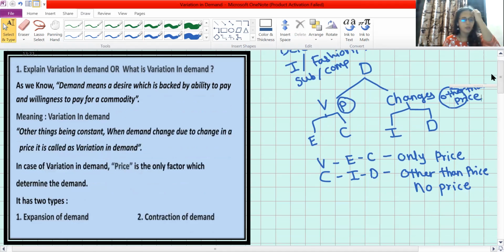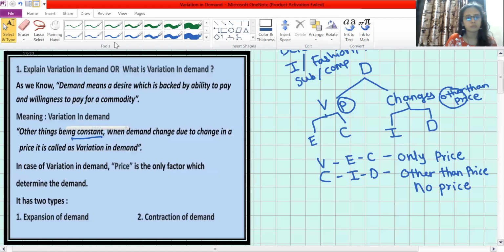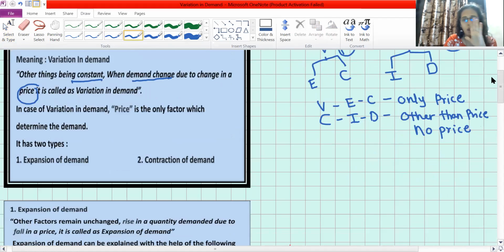See, demand, we all know that now. Demand means desire backed by ability and willingness to pay. Variation in demand, other things being constant. Remember students, other things means income, advertisement, whatever it is, that should remain constant. Then when demand changes due to change in price, see here the factor is price. Demand changes only and only because of price, with other factors remaining constant. Then we have two types of demand change, that is expansion of demand and contraction of demand. So now you have understood variation, two types, expansion and contraction.